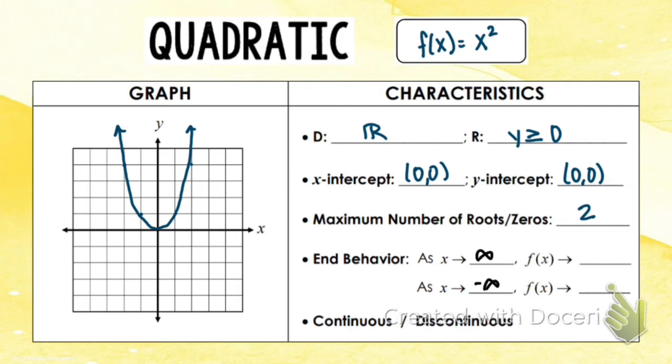And then we ask ourselves, the right end of the graph is pointing up, so that means positive infinity. And the left end of the graph is also pointing up, so that will be positive infinity. And again, this graph is continuous.